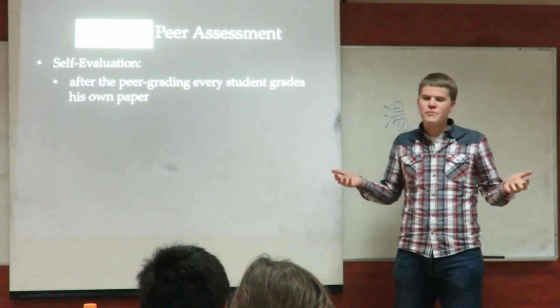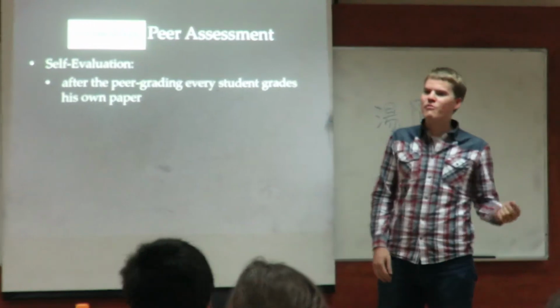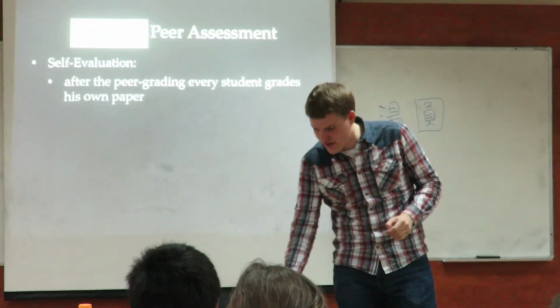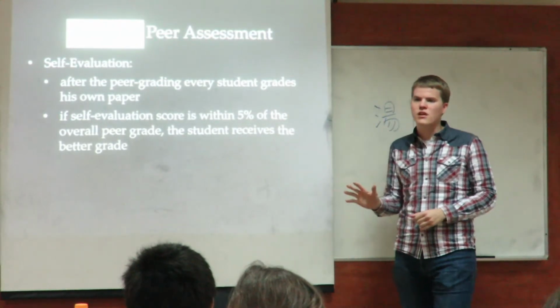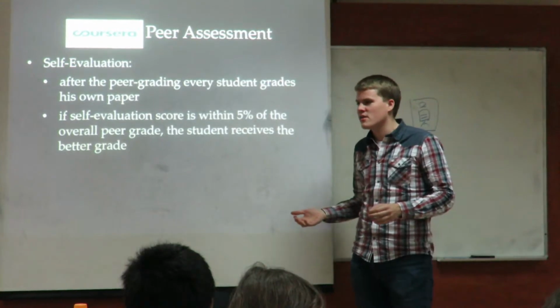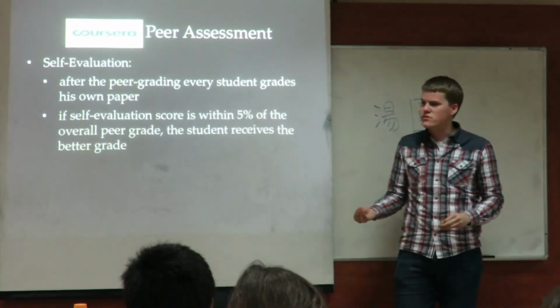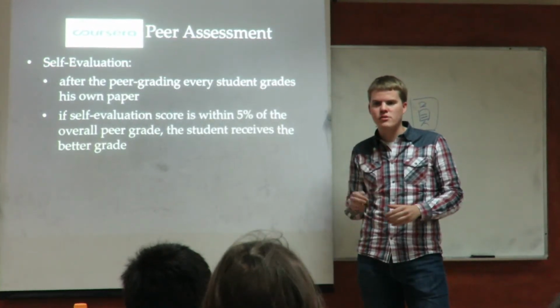Because, of course, everybody would assign themselves 100 to get a good grade, but they found a really clever way of handling that on Coursera. They said, if your self-evaluation scores within 5% of the overall score of all the students, you will be assigned the better grade. So they actually encourage students to be realistic about their own work.